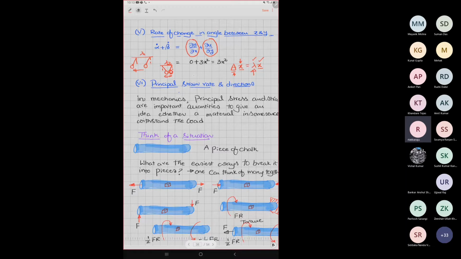In the same way, we can use this for our fluid mechanics problems, or even for solid mechanics problems. Let us think of a situation, because solid mechanics and fluid mechanics go together. There is a reason we have to pick such examples. Let us take a piece of chalk.